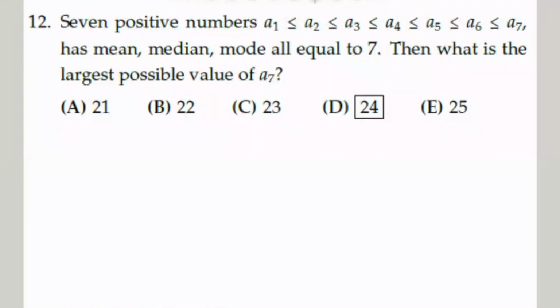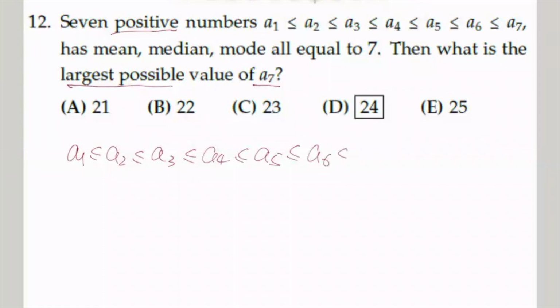Problem 12. 7 positive numbers, a1 through a7, in non-decreasing order. The mean, median, and mode are all 7. What is the largest possible value of a7? Let's write the numbers one more time: a1, a2, a3, a4, a5, a6, a7. Let's try to see which numbers are fixed. The median is 7, which means that a4 is 7. There's no other choice for a4. 7 is the only number.